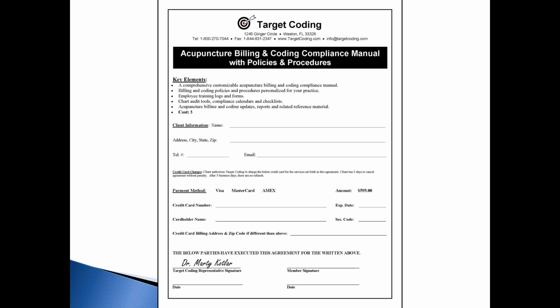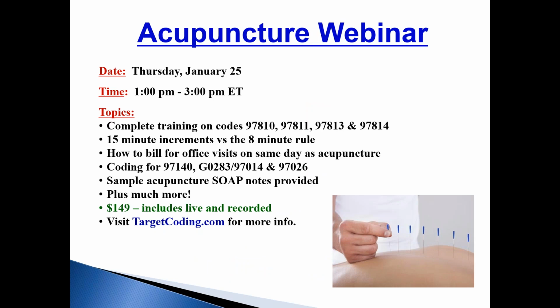We also do acupuncture billing and coding policy and procedure manuals, and we have an acupuncture webinar coming up in 2 weeks on Thursday, January 25th. It's from 1 o'clock to 3 o'clock Eastern Time. We're going to go through the acupuncture codes in detail. We're going to go over the 15-minute increments versus the 8-minute rule. They're different. If you're familiar with the acupuncture codes, they are 15-minute time-based codes, but it's different than the ultrasound and the rehab 8 to 22-minute rule.